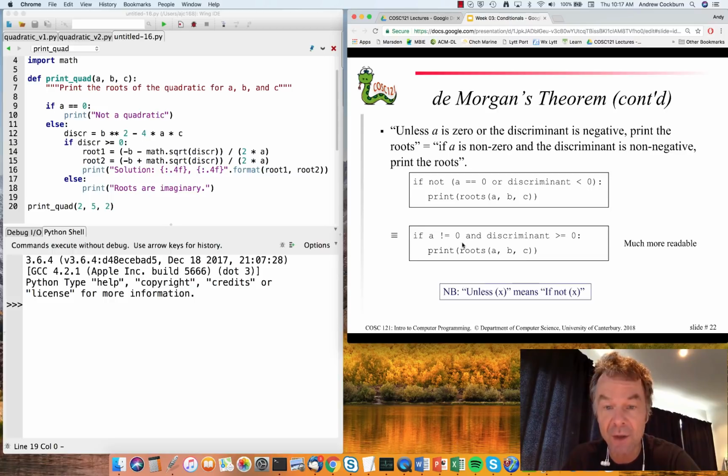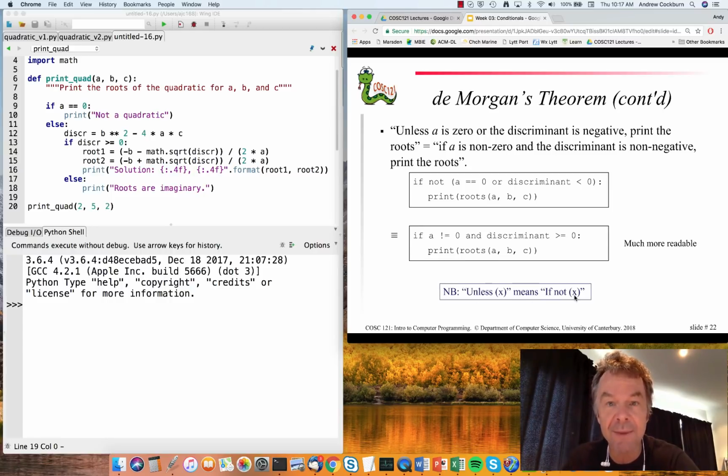So the second example there: if A is not equal to 0 and the discriminant is greater than or equal to 0, print the roots. I think this is much more readable and much easier to understand than the logically equivalent alternative that looks like this: if not, A equals 0 or discriminant is less than 0, print the roots. I find this one harder to understand and this one much simpler. So in general, unless X means if not X.